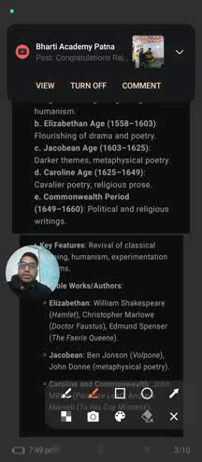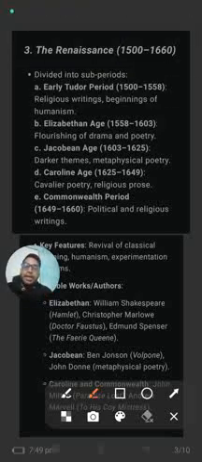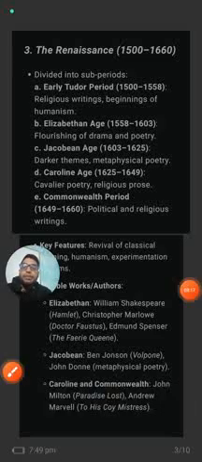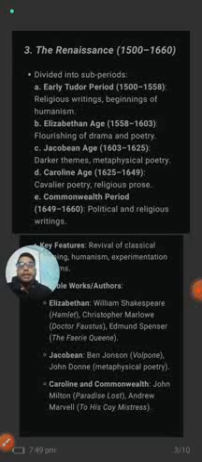Our next thing is the Carolingian age. The Carolingian age starts in 1625, after the Jacobean age. These ages are in sequence in the series given there. So 1625 to 1649. Now we see the Carolingian age, starting in 1625 after the Jacobean age to 1649. This age is known as the Carolingian age.